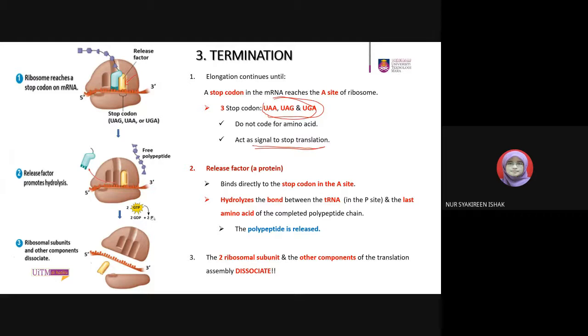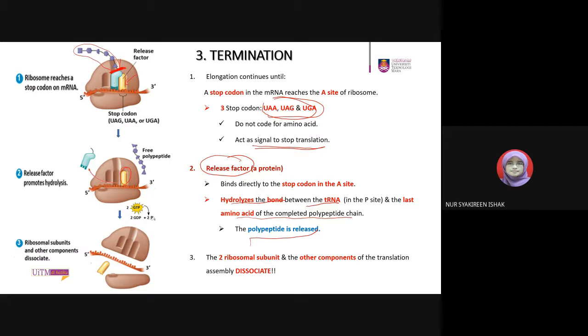So apa yang masuk adalah release factor. So release factor is this yellow molecule here. So it is a type of protein. So it binds directly to the stop codon in the A site. The function of this release protein is to hydrolyze the bond between the tRNA in the P site and the last amino acid of the completed polypeptide chain. So the polypeptide is released. So the function of this release factor is to break the bond between tRNA and the last amino acid of the polypeptide chain.